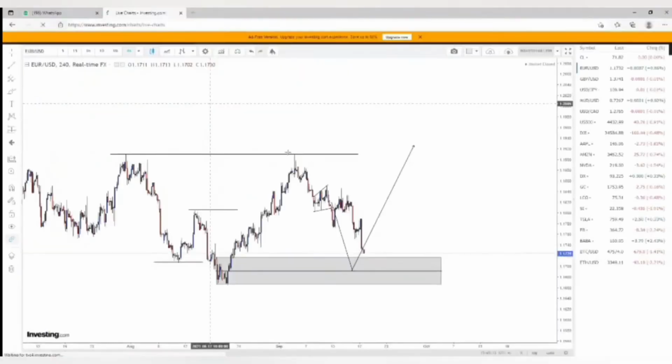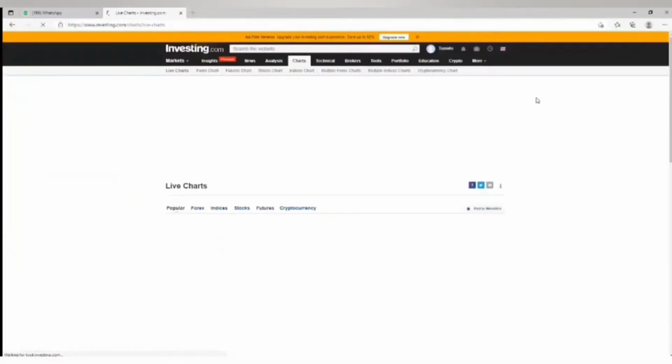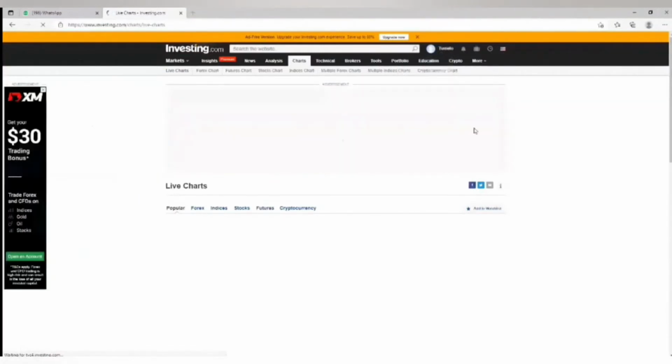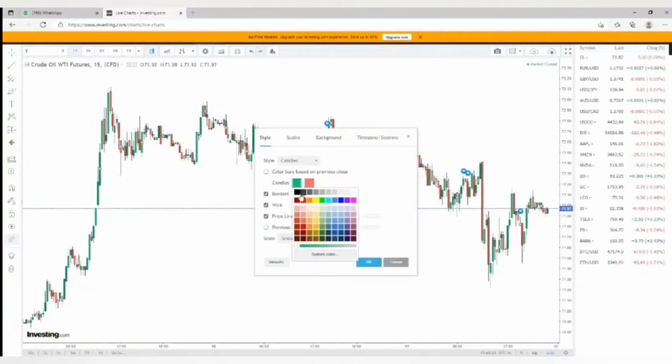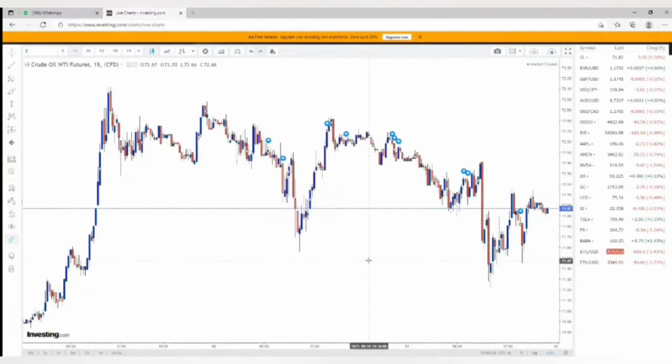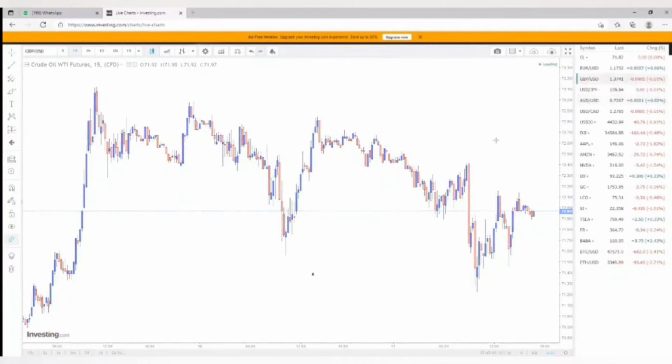Okay, let me just do this. And guys, I would advise you to have an account on investing.com or TradingView to trade with these because you'll be able to see the markets more perfectly. Okay, let's come to GBP/USD.